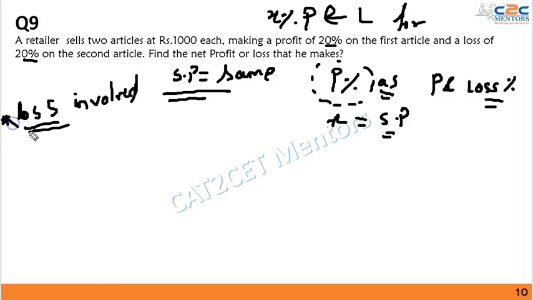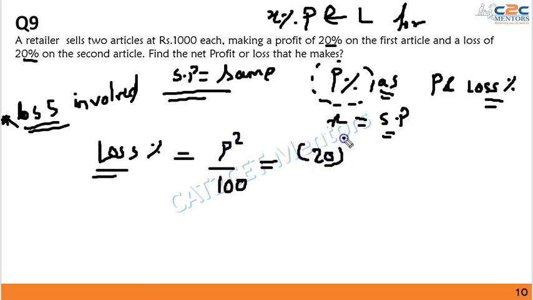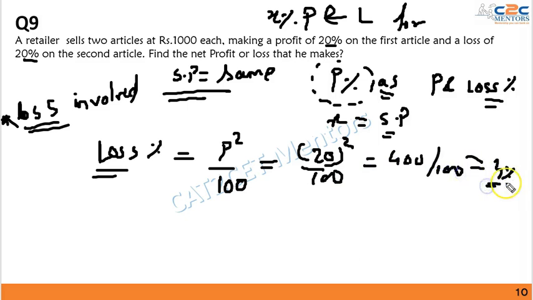So this is the first trick. Now the second trick is to calculate the loss percentage. Now we know that there is always a loss involved, so there will always be a loss percentage. So this will be 20 square upon 100, that is 400 divided by 100, which is equal to 4%. So solving this sum looks much easier after knowing this shortcut, as we are getting the result in one step.